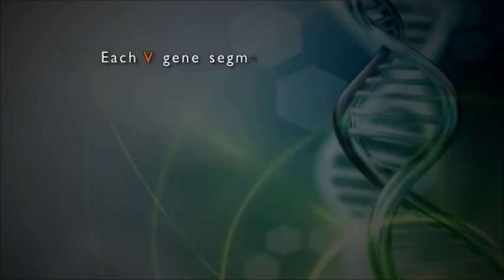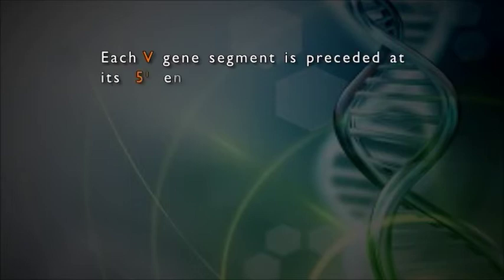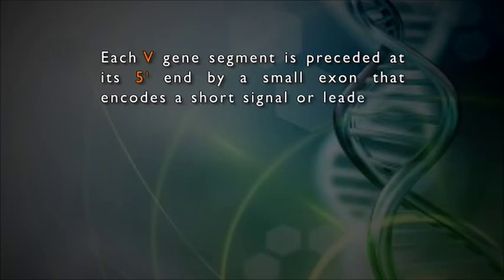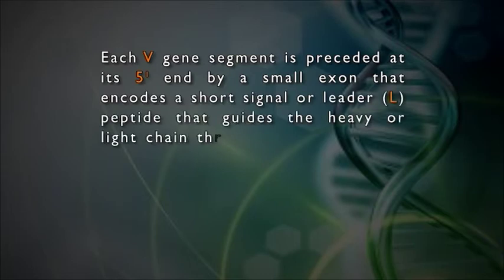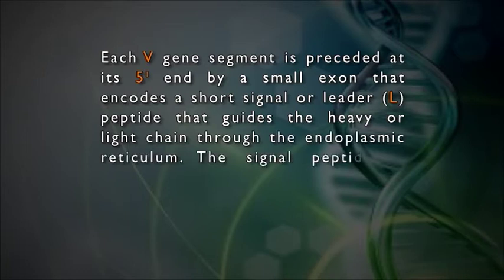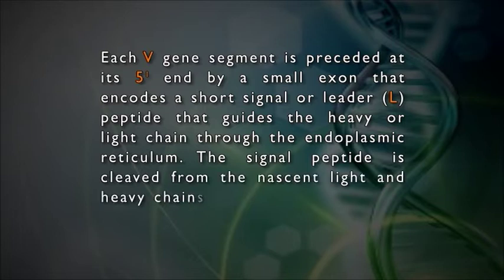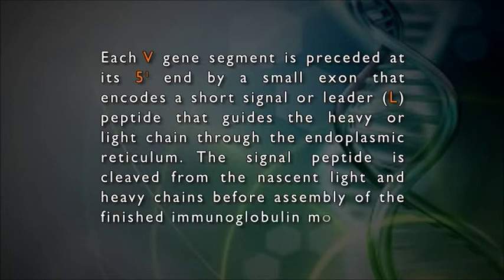Each gene segment is preceded at its 5' end by a small exon that encodes a short signal or leader peptide that guides the heavy or light chain through the endoplasmic reticulum. The signal peptide is clipped from the nascent light and heavy chains before assembly of the finished immunoglobulin molecule.